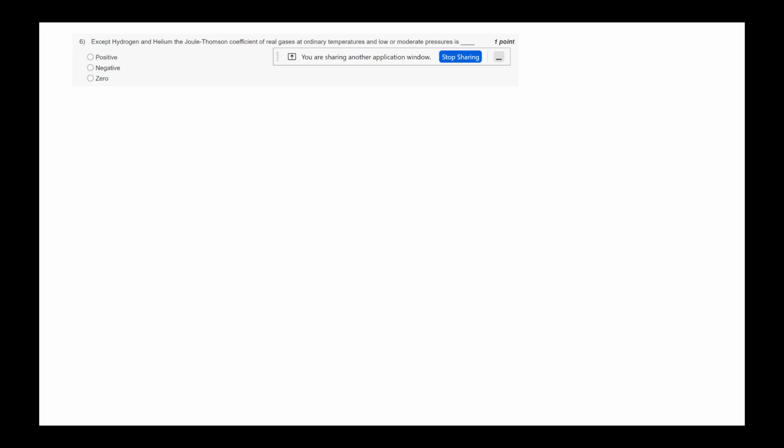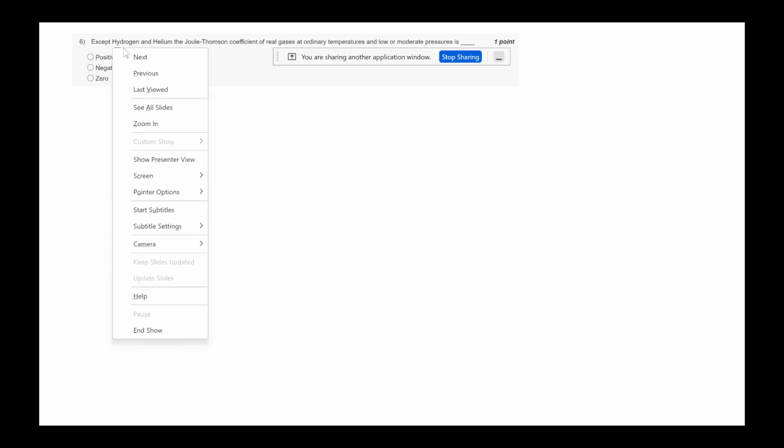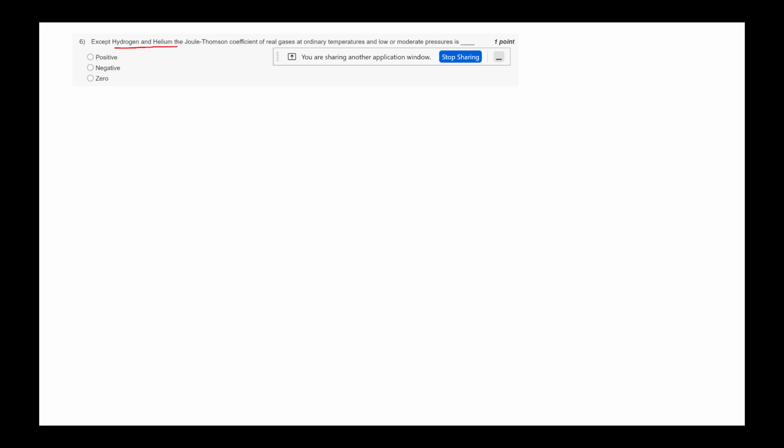the problem given is: except hydrogen and helium, the Joule-Thomson coefficient of real gases at ordinary temperatures and low or moderate pressures is positive, negative or zero? To do this we first have to know what the Joule-Thomson coefficient is. At first, we know this is enthalpy, and enthalpy is defined as a function of P and T.